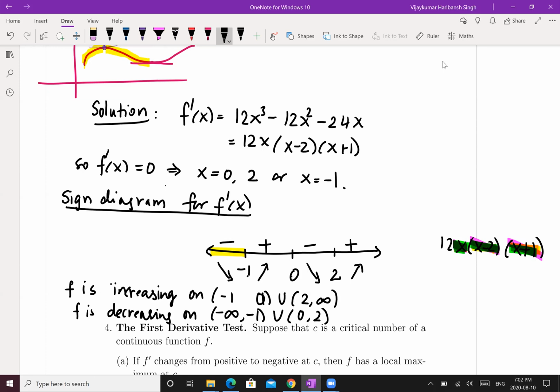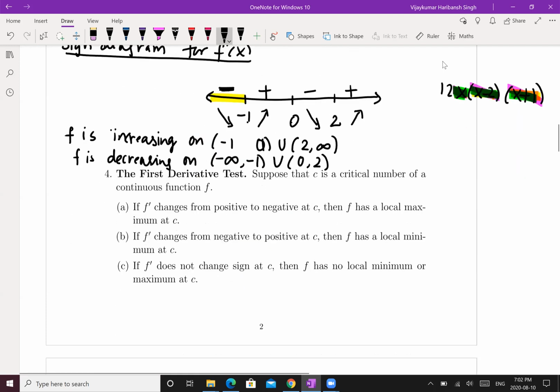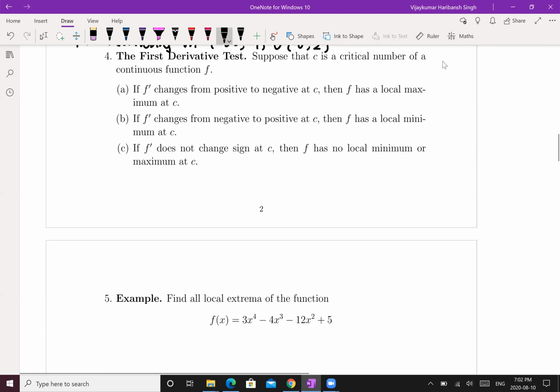Another quick way to do this was, notice that you have roots of multiplicity 1. So once you decide what the sign is here, the signs are going to alternate. Now, this derivative also helps us to decide whether the function has a local maxima or local minima.